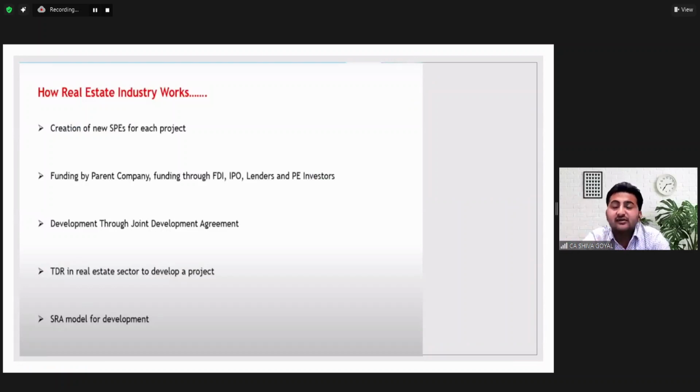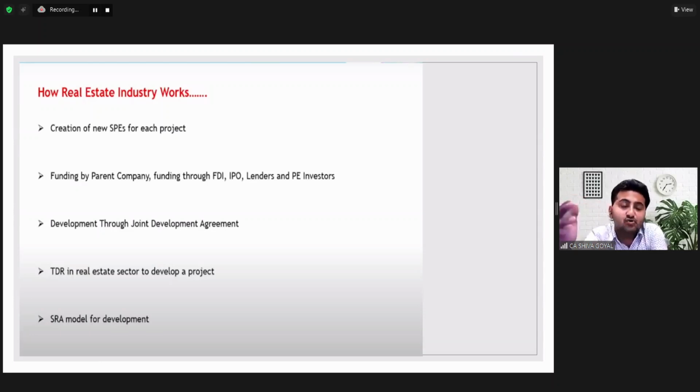How it works is, for example, a builder is building, let's say, 4 towers. Then either he can have a specific SPE, special purpose entity, for that particular project for building those 4 towers, or it can also be done in a consolidated manner. Or if there are two buildings that have to be built, then the builder may incorporate two special purpose entities wherein the project will be executed. So it can be in the form of parent company, subsidiary company. It can be funded also.